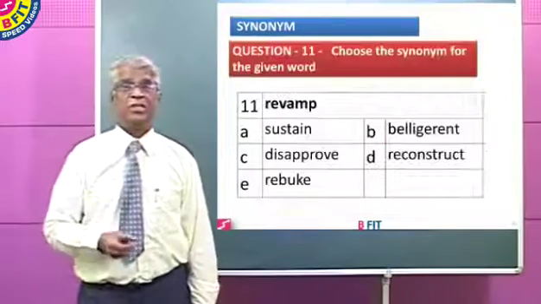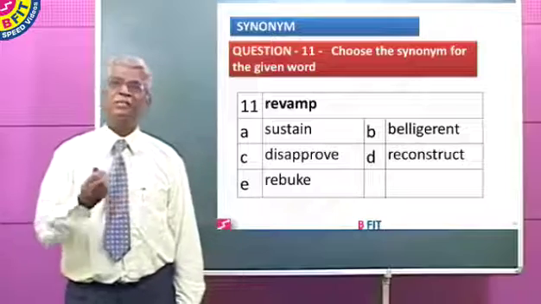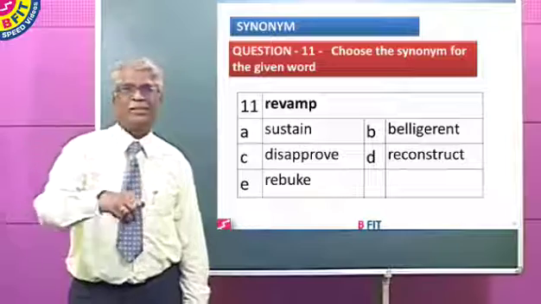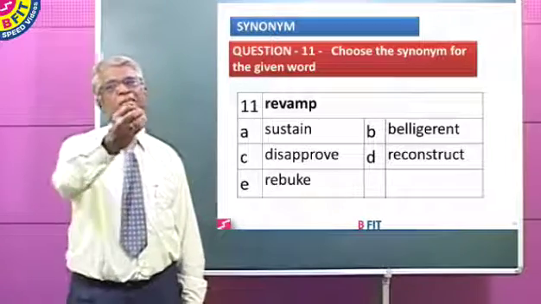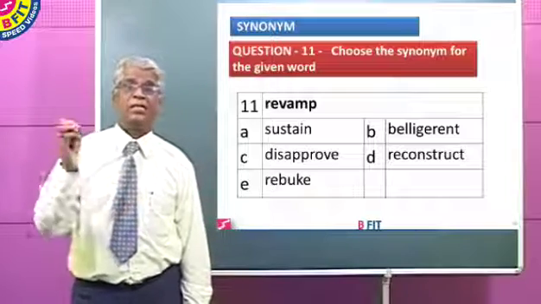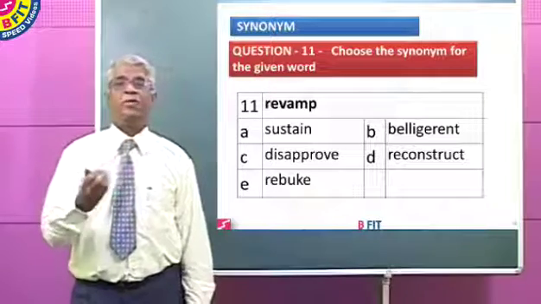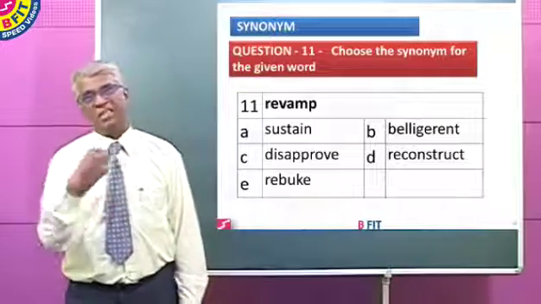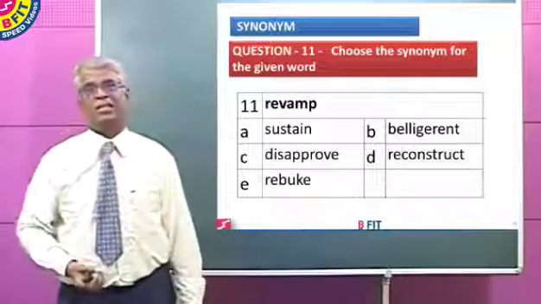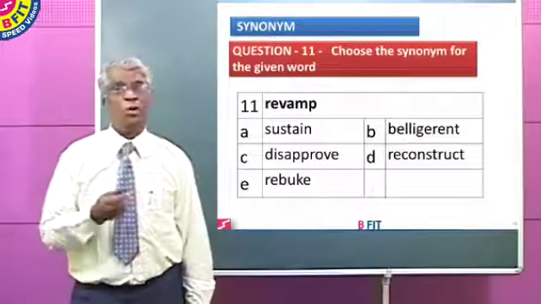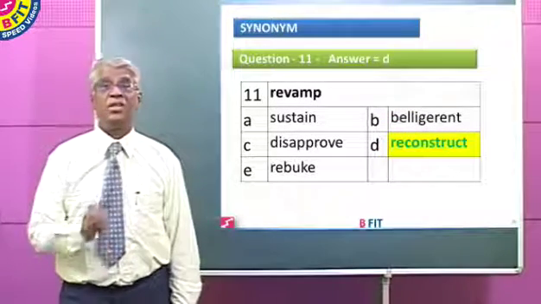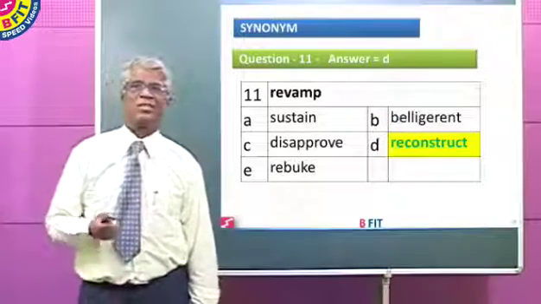For the 11th question, you have the word revamp. Something which has been destroyed, something which has been broken, you try to rebuild and bring it to the original shape. That is called revamping. After a party is routed in an election, attempts are made to revamp the party by changing the office bearers, the president, the secretary, to bring in the right persons for the right job. That is what we call revamp. Now the correct option for revamp is reconstruct. That is for question 11.